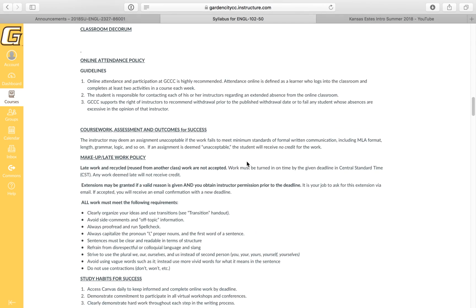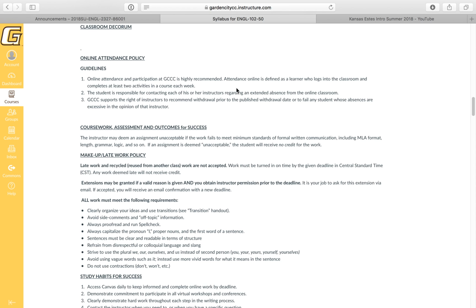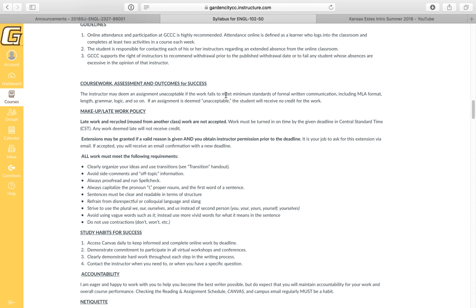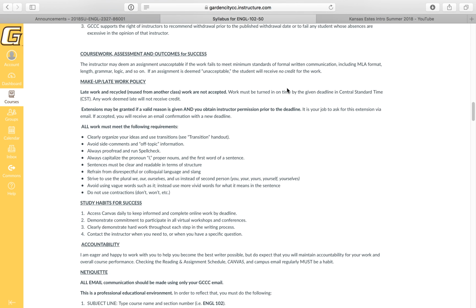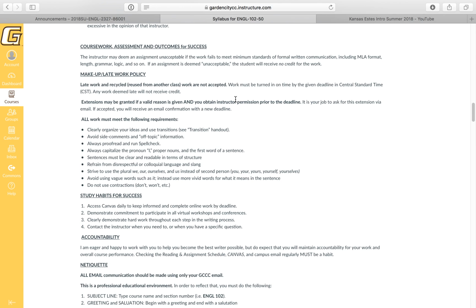Essentially, important things here: there is an online attendance policy through Garden City, so make sure to pay attention to that. As long as you're doing the work and actively participating, you should be fine. Coursework should be up to college standards. Essentially, make sure that you are writing good scholarly paragraphs, that you're backing things up with evidence, that you're not just writing 1 or 2 sentences and responses. There is no late work because this course is semi-self-paced, so everything will be due on Sunday nights at midnight. So you won't need any type of late work or particular assignments.